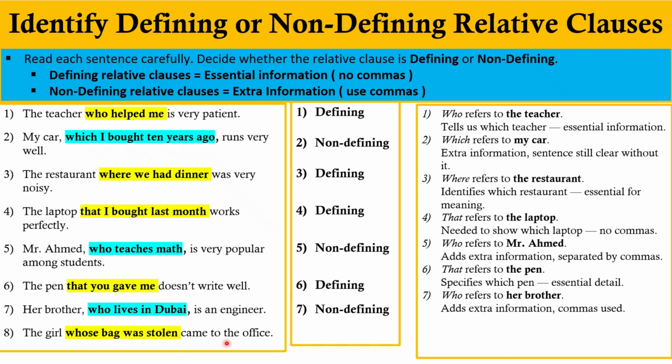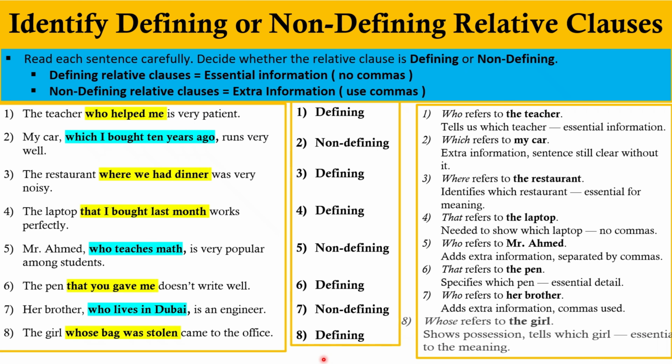The seventh sentence is a non-defining relative clause. It gives extra information. Who refers to her brother. And finally, sentence 8 is defining. Because whose bag was stolen identifies which girl. Whose refers to the girl. So remember, defining clauses give essential meaning without commas, while non-defining clauses add extra information and always use commas.